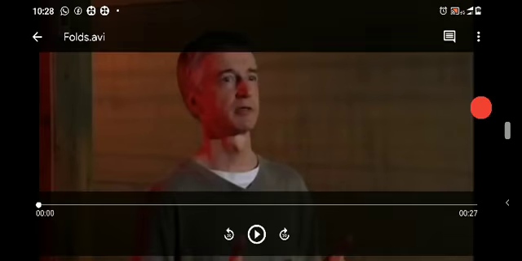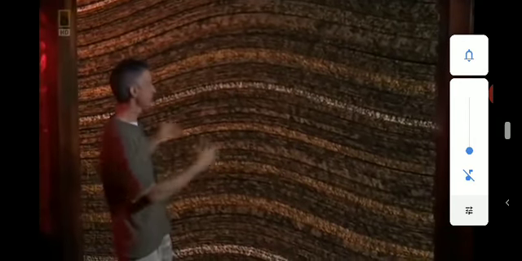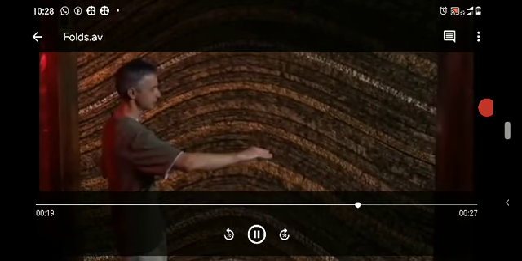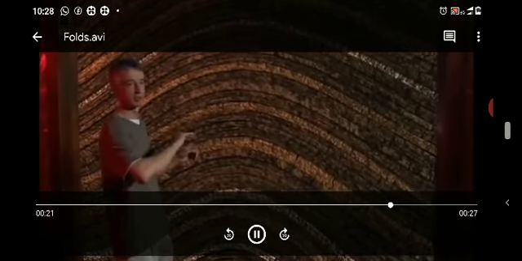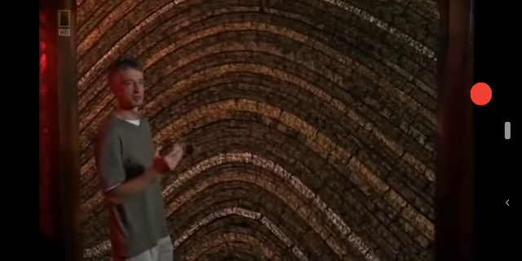So here in this video you can see how the rocks get folded. So there was a deposition of the beds. Okay, then the beds which are deposited, because of the compressional forces which are acting on the rock, are getting folded. You can see the rock is getting folded.